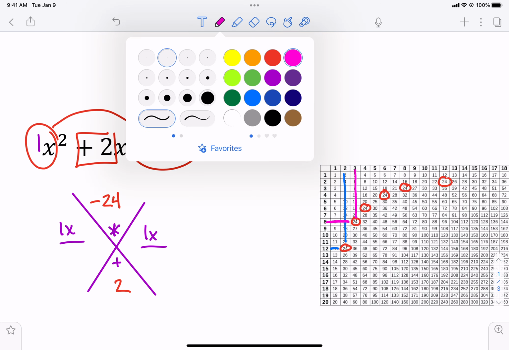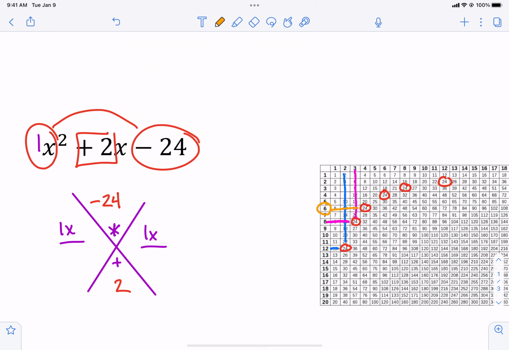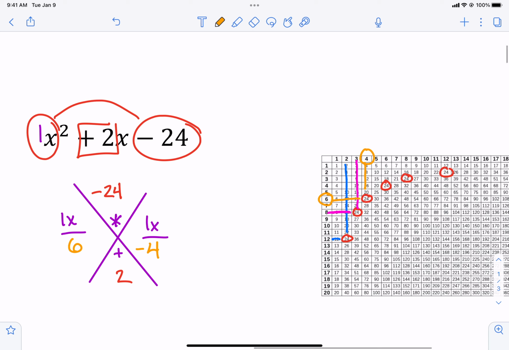But then I do see this other 24 right here, and this one is a 6 and a 4. So let's play with the 6 and the 4. If I put a 6 here and a 4 here, now we know one of them needs to be negative. So I'm going to try to put the negative on the 4 this time. And when I do that, notice what happened. 6 times negative 4 equals negative 24. 6 plus negative 4 is equal to a positive 2. And just like that, we found a way to factor these things.